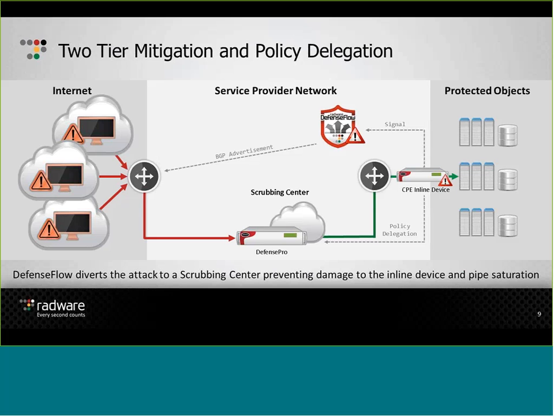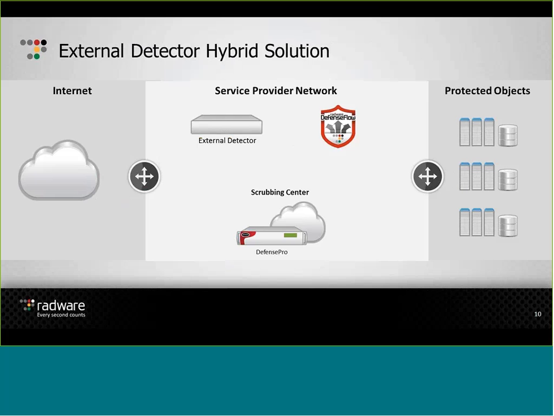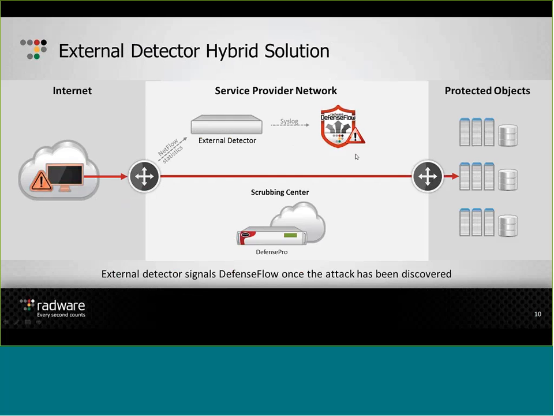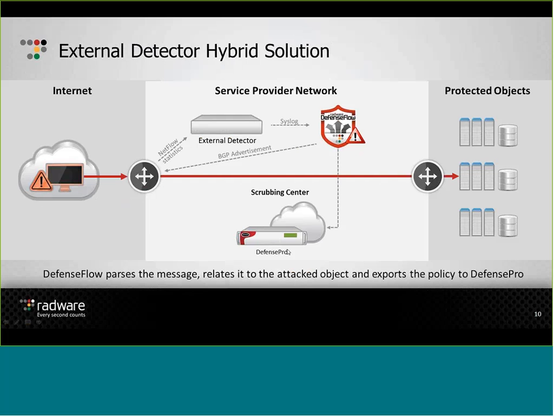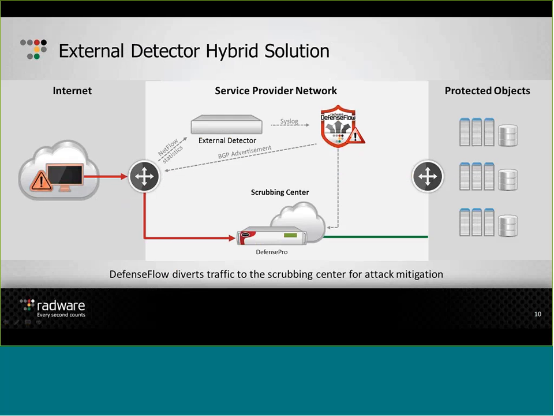Okay. Regarding the Peakflow integration, Peakflow will gather NetFlow statistics from the border routers, and when the attack starts, Peakflow is going to detect the attack and will send a syslog to Defenseflow. Defenseflow will parse the syslog to relate it to the protected object, and will do basically the same. It will export a policy to DefensePro, the mitigation device, and will divert the traffic. Any questions regarding the Peakflow integration concept?